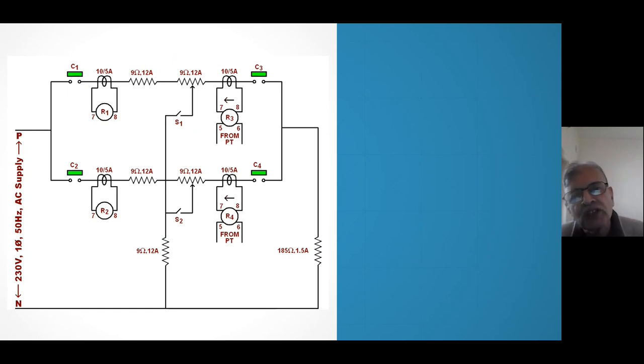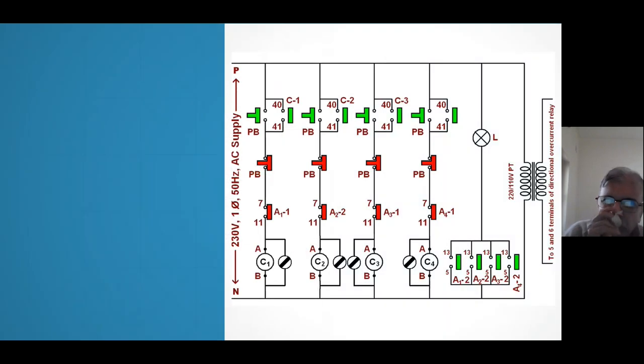10 by 5 CTs you have to procure. Contactors you have to procure. If you don't have rheostats in the laboratory, you have to procure. A 185 ohm rheostat is quite common. Usually you should have it in the laboratory. So if you just see, the experimental cost is not very, very big.